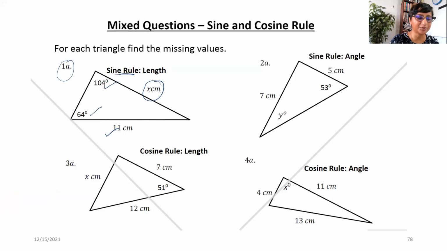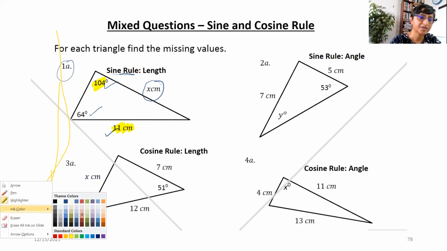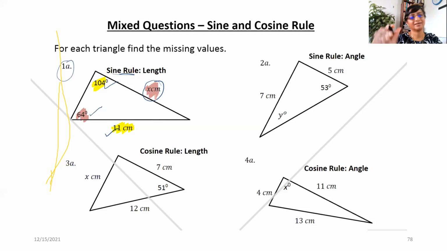Because for the sine rule, you have to know in pairs. Let me show you. Here you have an angle and the opposite side, and you want the opposite side of the angle you have. So you have to see it that way. Angle and side pairs, that's sine.